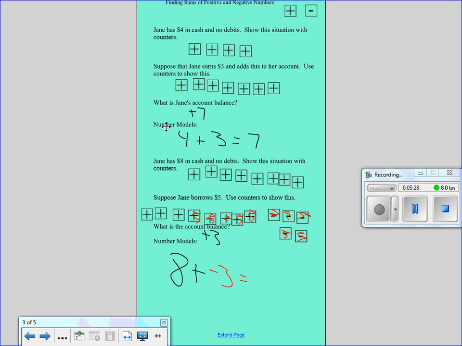Okay. You're going to be seeing some problems that look like this tomorrow in class. So if you have a +8, then you take away a -3, you're left with a +5. Okay. There's going to be some more problems here. Let's take a look at these here.